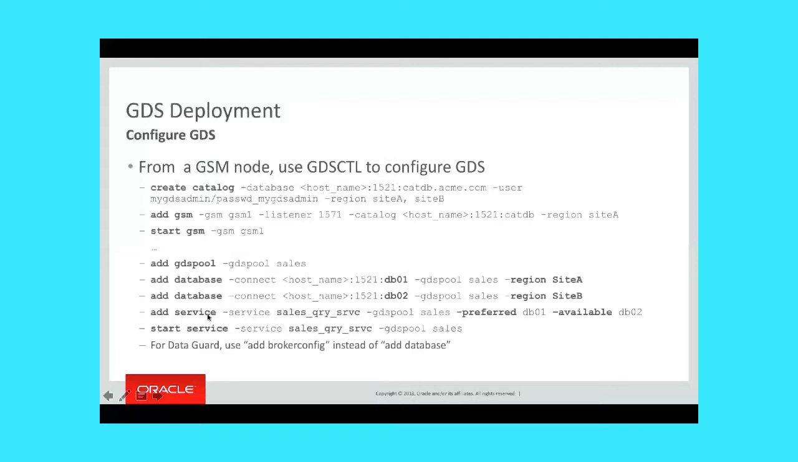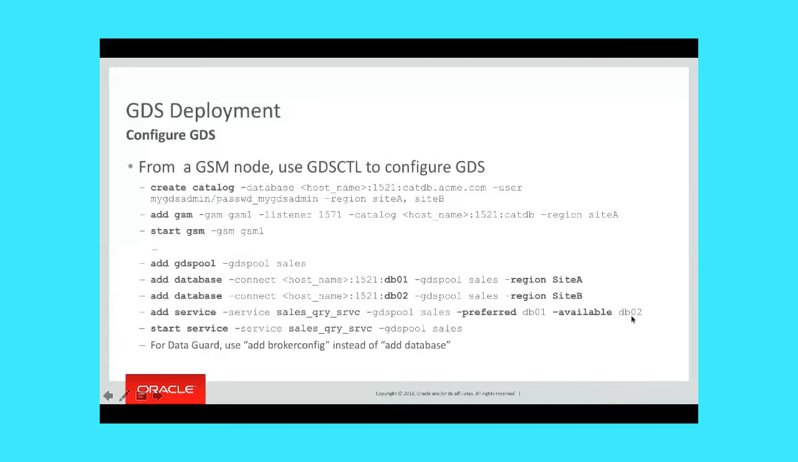This is the global service that I was talking about. So you would say add service command, give the name of the service, what pool this service will run on, and you want to define those attributes, the preferred and the available. Preferred in this example is DDO1, available is DDO2. If preferred goes down, the service will fail over to the available database. And then once you define the service, you would go ahead and start the service. Okay. So now the service will be running on the databases based on the policies that you set.